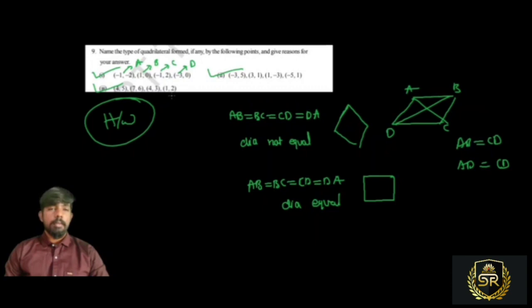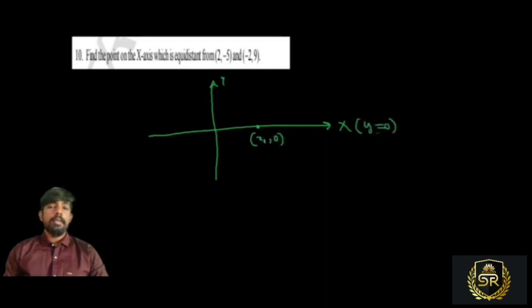Here in the 10th question, find the point on the x-axis which is equidistant from these 2 points. First, what is given here? Draw this diagram roughly. This is the x-axis and y-axis. On the x-axis, the point is always x1 comma 0, right? The y coordinate is always equal to 0. On the x-axis, the y coordinate is always 0. Next, what is it saying? x1 comma 0 and 2 comma minus pi, right?